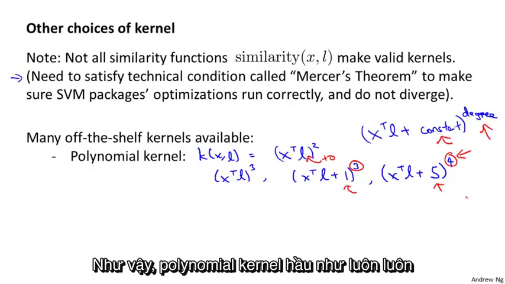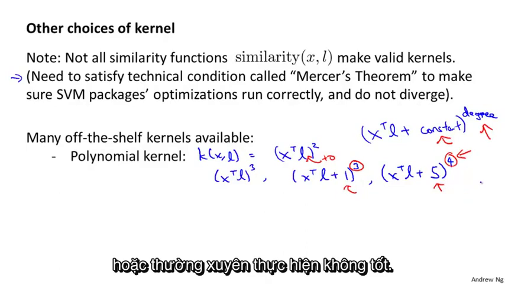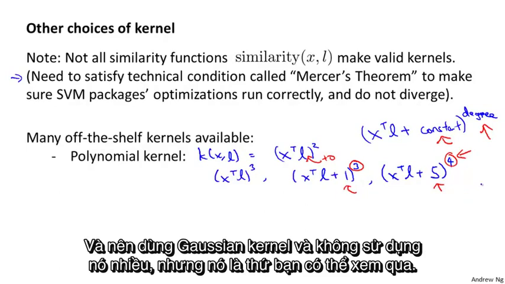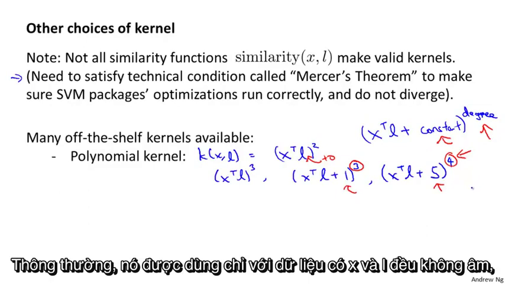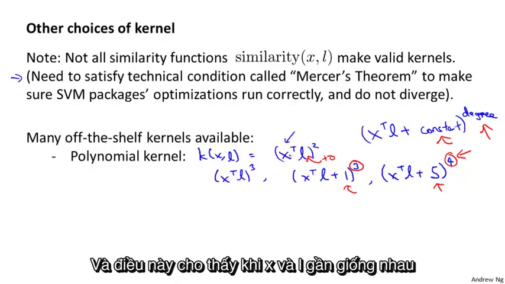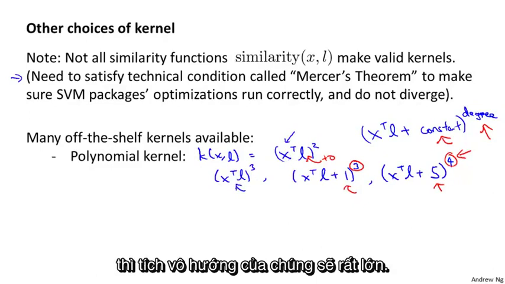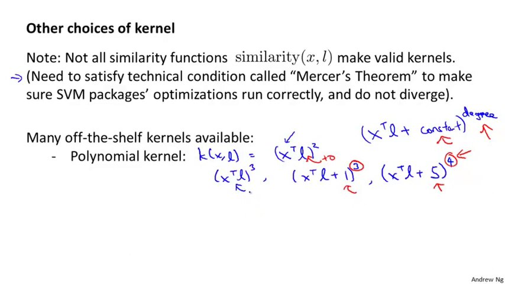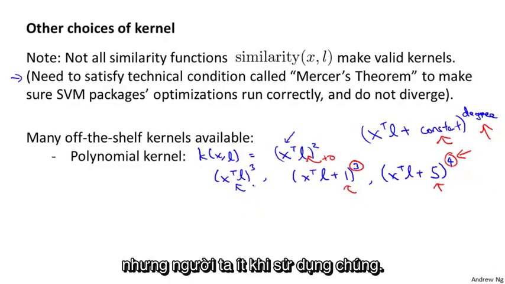The polynomial kernel almost always or usually performs worse than the Gaussian kernel and is not used that much, but it's just something that you may run across. Usually it's used only for data where x and l are all strictly non-negative, and so that ensures that these inner products are never negative. But it captures this intuition that if x and l are very similar to each other, then maybe the inner product between them will be large. It has some other properties as well, but people tend not to use it much.